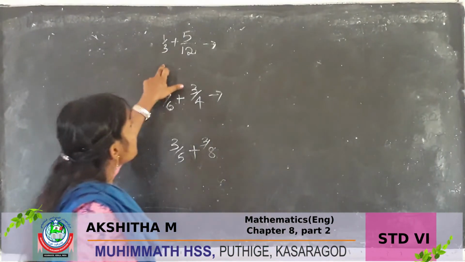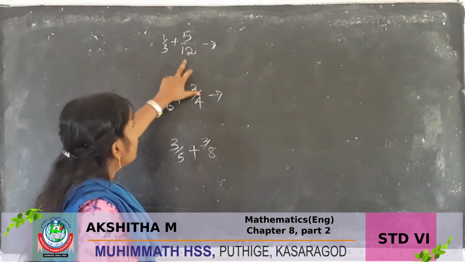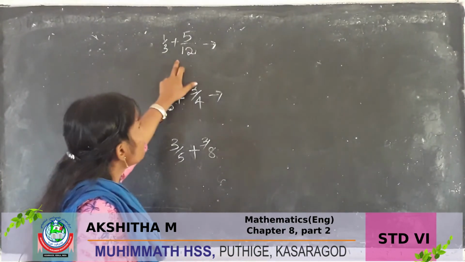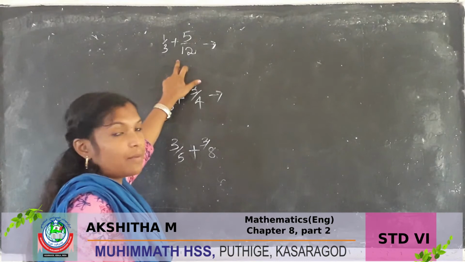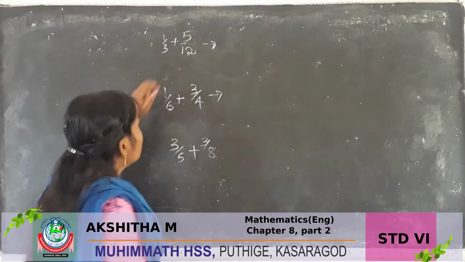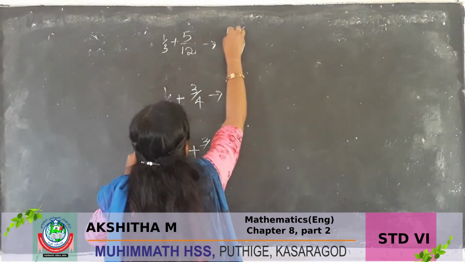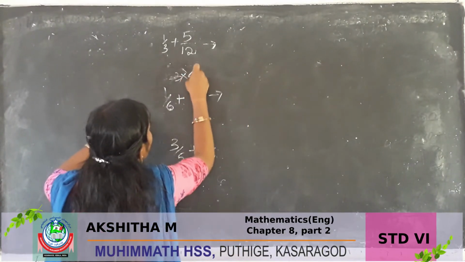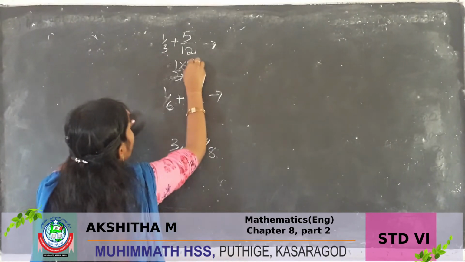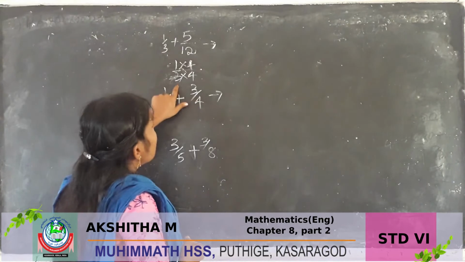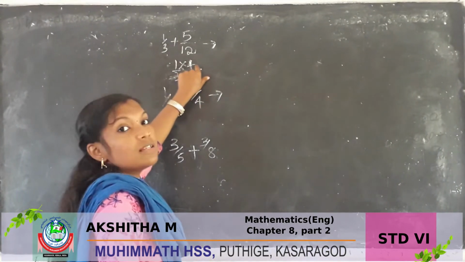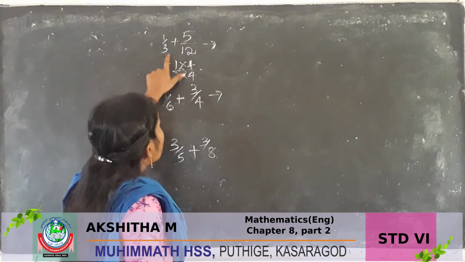1 by 3 plus 5 by 12. Here, the denominator is different. So first we have to make the denominator same. 3 into 4 is 12, and 1 into 4. Here we have to multiply by the same number. So we get the same fraction.